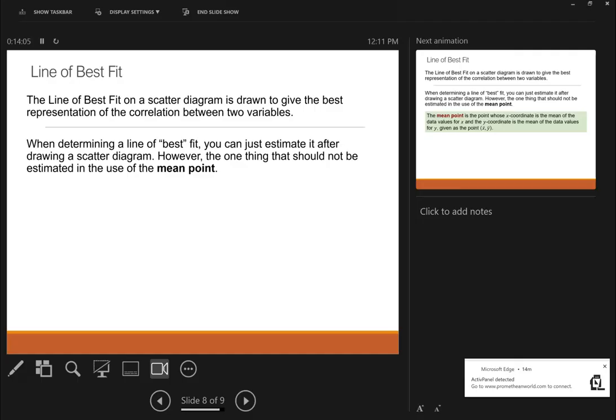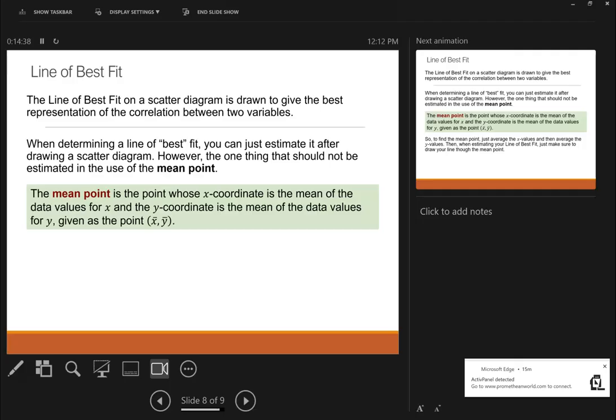So depending on how you draw your line of best fit, they could look a little bit different depending on who is doing the drawing. One thing that has to happen though is that line of best fit needs to pass through a mean point. So the mean point is a point, its x-coordinate is the average of all the x-coordinates in your data set, and its y-coordinate is the average of all the y-coordinates in your data set. Any best fit line must pass through a mean point.